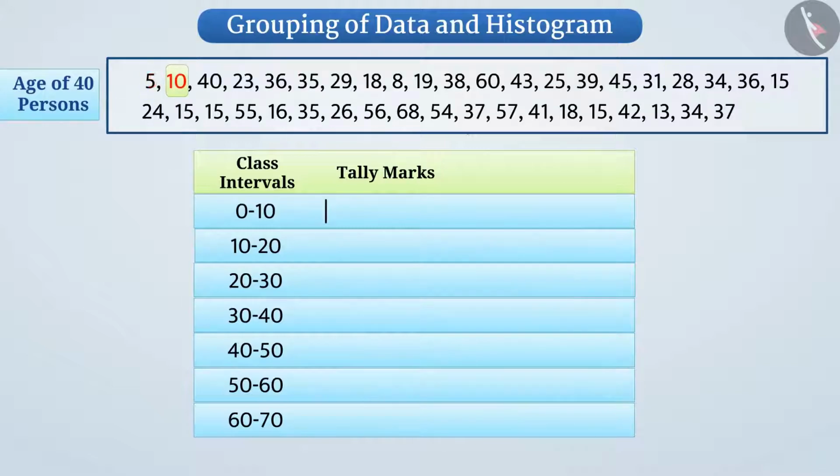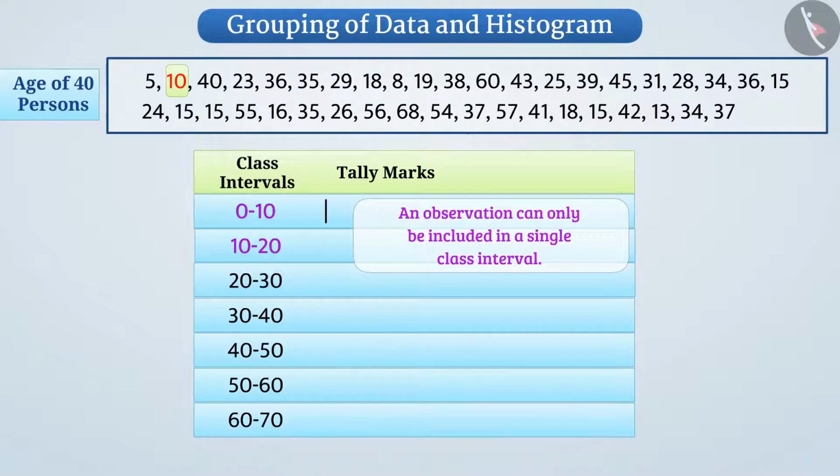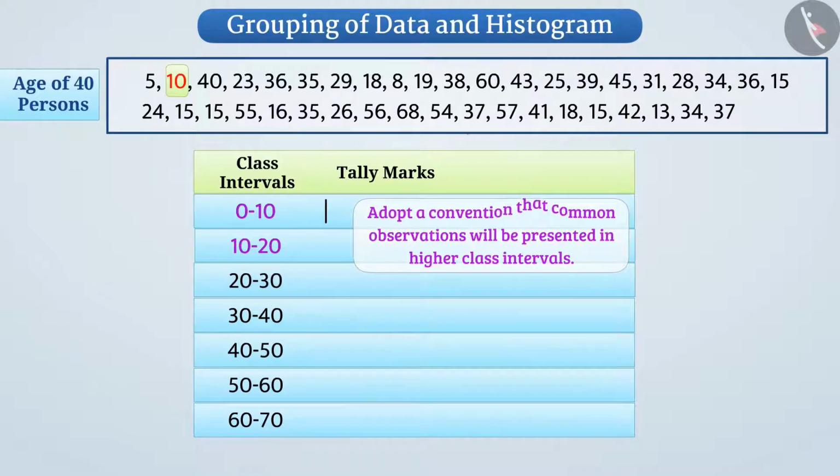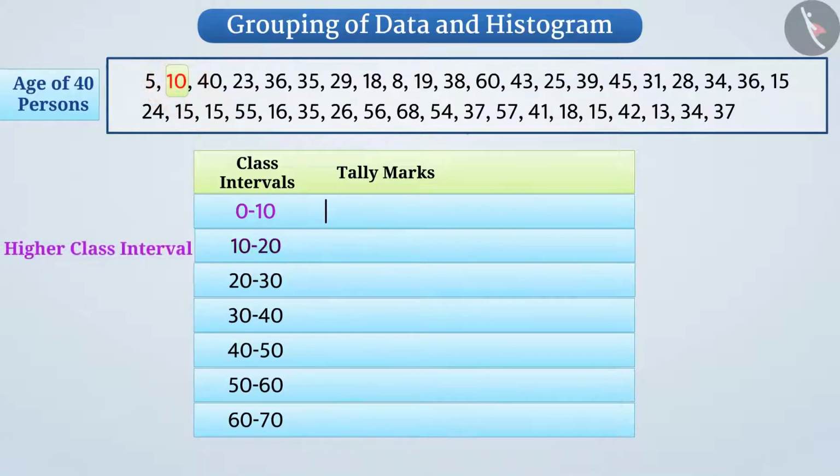Now let's talk about observation 10. We see that 10 is included in class interval 0 to 10 as well as 10 to 20, but an observation can only be included in a single class interval. To avoid this situation, we adopt a convention that a common observation will be presented in the higher class interval. Here, we will include 10 in the higher class interval 10 to 20 and create a tally mark for it.